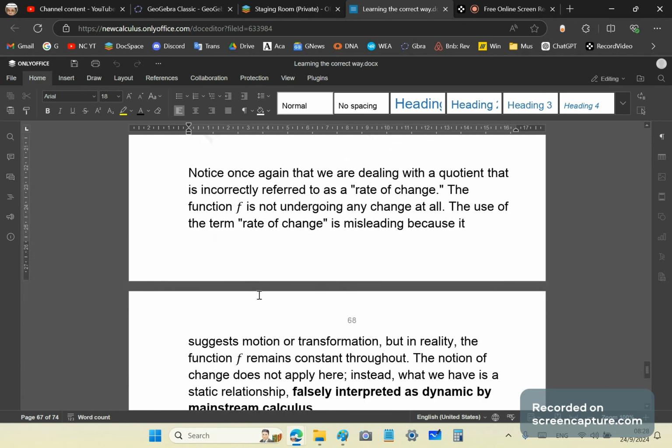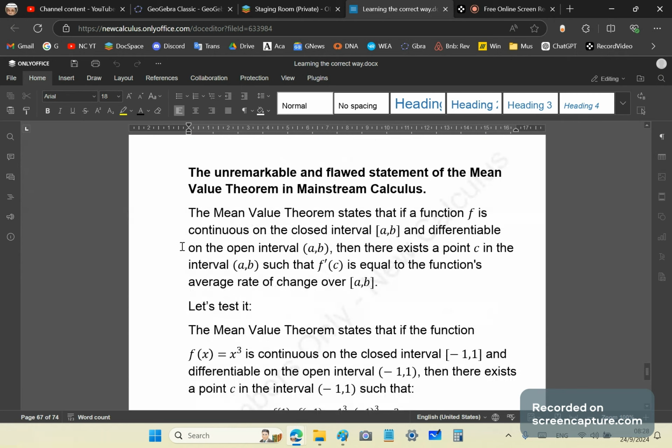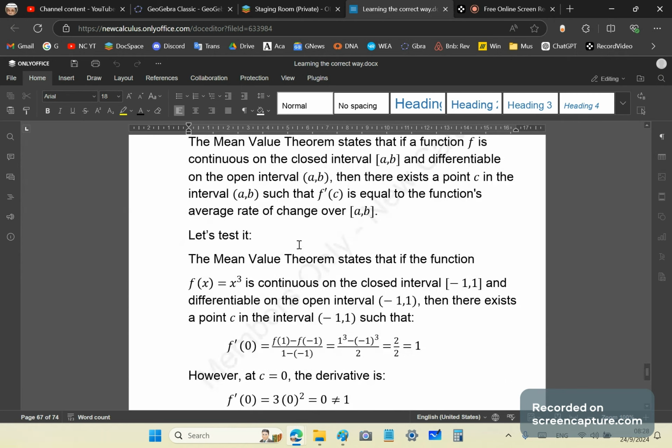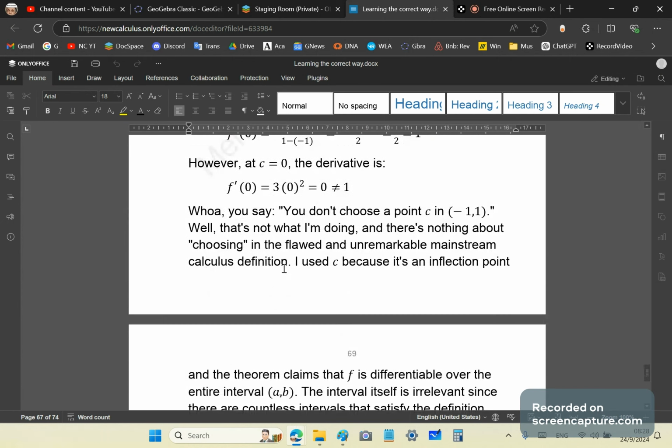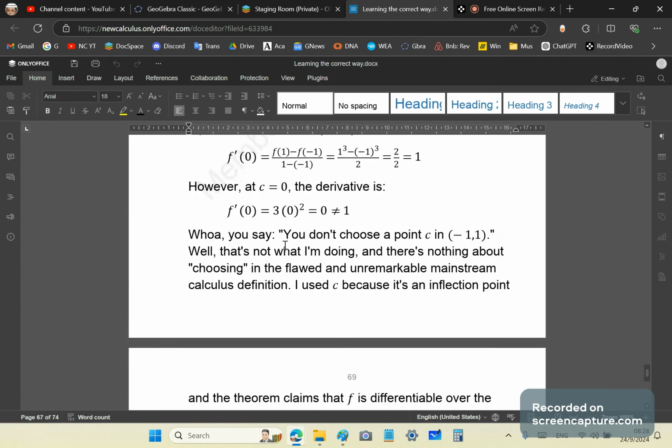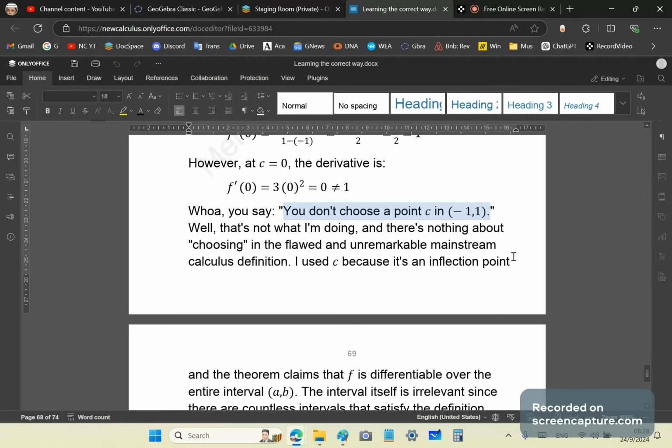So the mainstream statement is unremarkable, okay? Totally unremarkable. And you might say, "Whoa, you don't choose a point C in a given interval." Well, that's not what I'm doing. I've never done that. I don't care about choosing a point. There's nothing about choosing being done here. You're not choosing an interval and you're not choosing a point, okay?